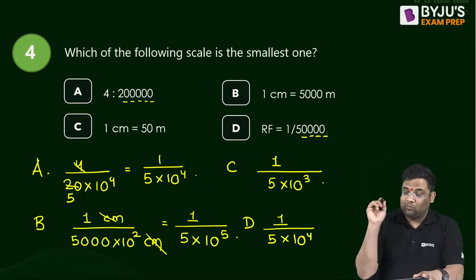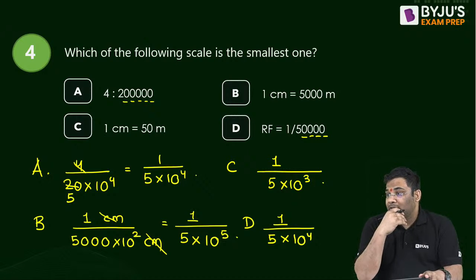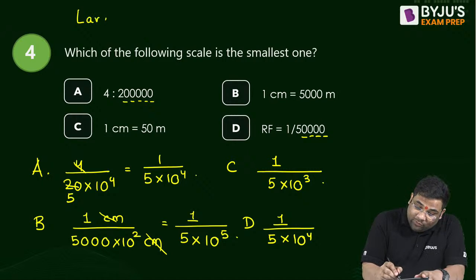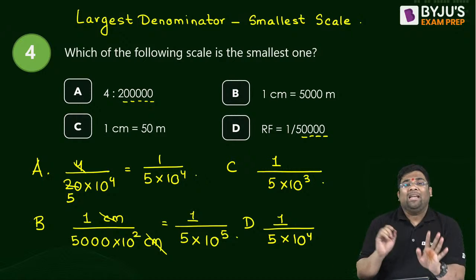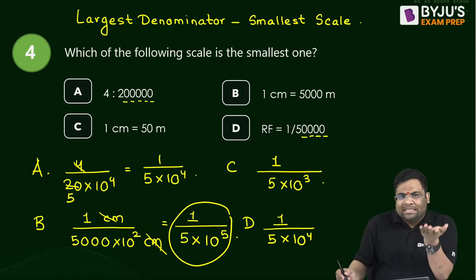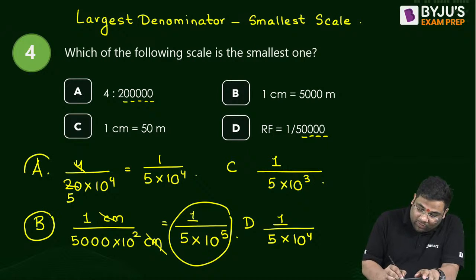Now how to see which one is the smallest scale? Wherever the largest denominator, that will be the smallest scale. Understood? Largest denominator, that will be the smallest scale. Because if you divide, now tell me, value wise which is less? This one, right? 1 divided by 5 into 10 to the power 5, that will be the least, right? You take the value, right? So B will be having the smallest scale.